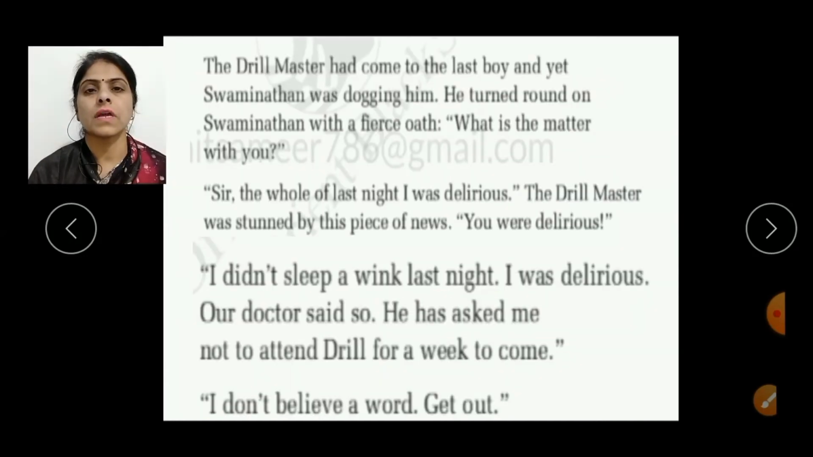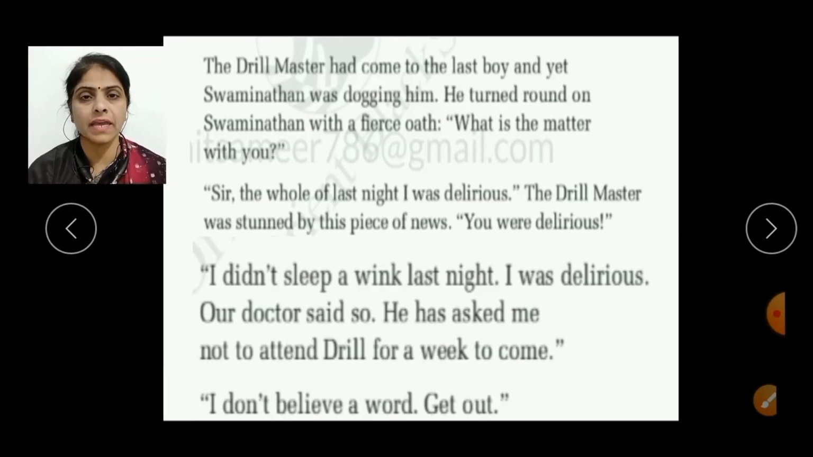This paragraph says that the drill master did not believe Swami's excuse and he had come to the last boy. Still Swaminathan was following him closely. When the drill master turned back to Swami and expressed his anger by asking what was the matter with him, then again Swami got the chance to make an excuse to make himself free from the drill class. Let me show you in the next slide.